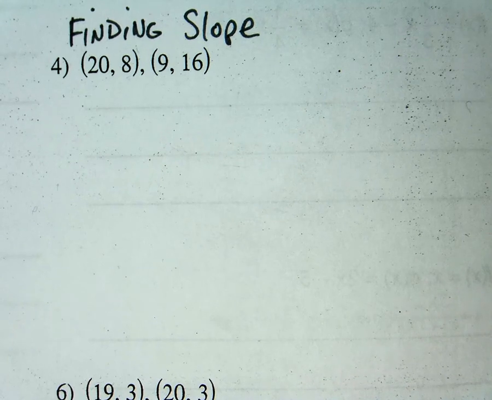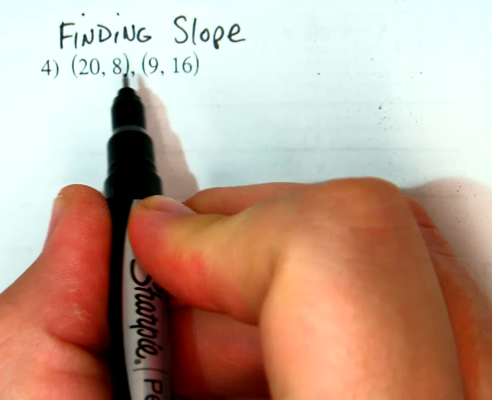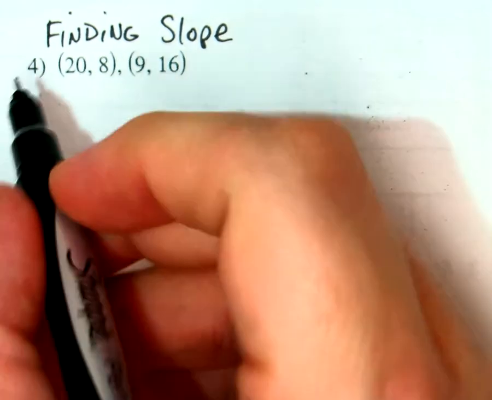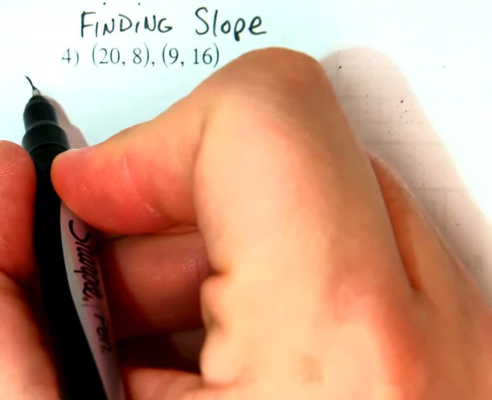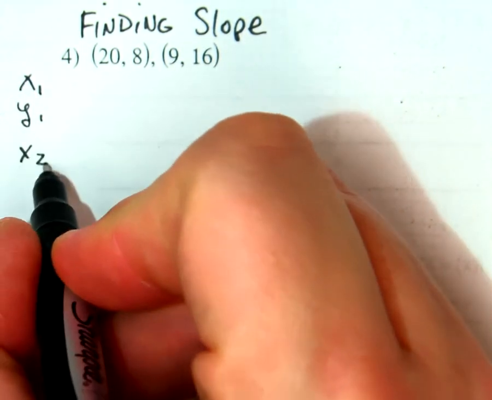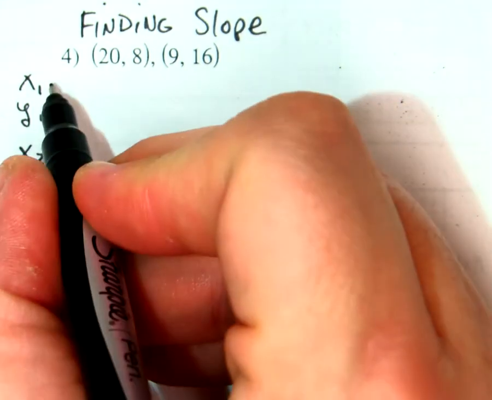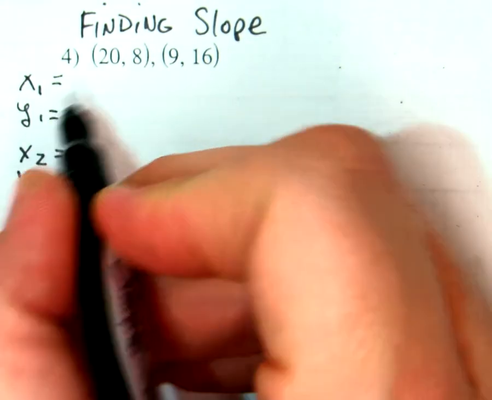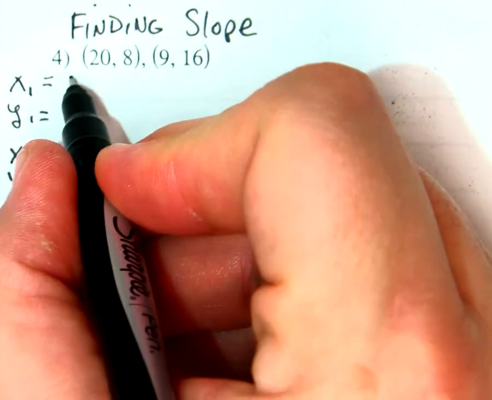We are going to calculate the slope between these two points, (20, 8) and (9, 16). Now, the first thing we should do is pick an x1 and a y1, an x2 and a y2 to make sure that we know exactly which points we're dealing with. Pick an ordered pair, whichever one you want. I'm just going to use the first one.